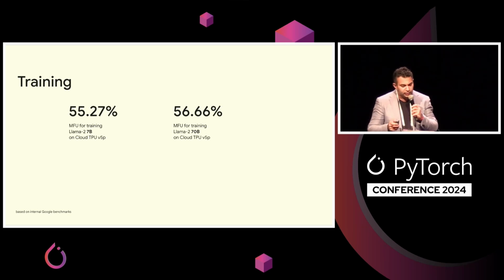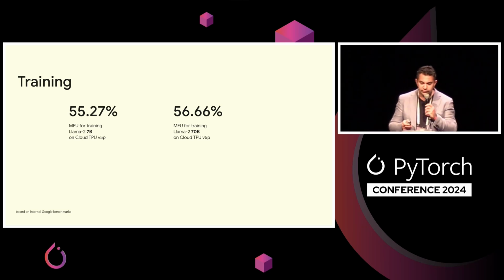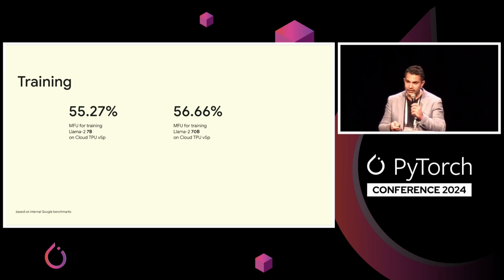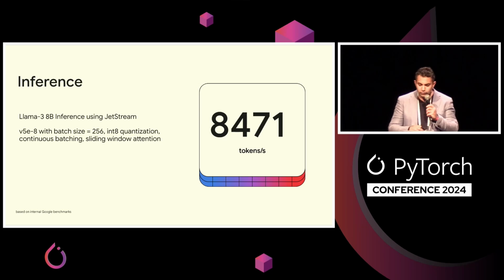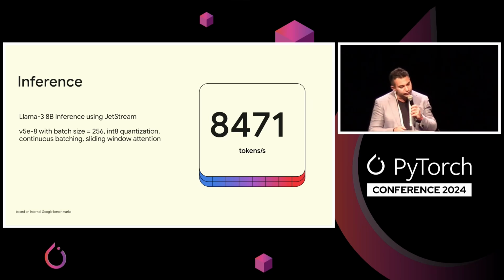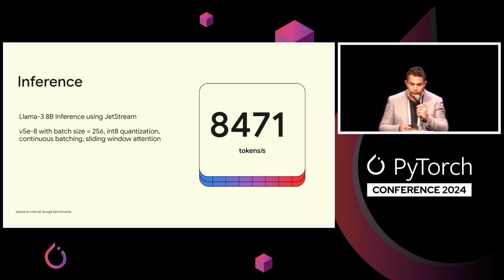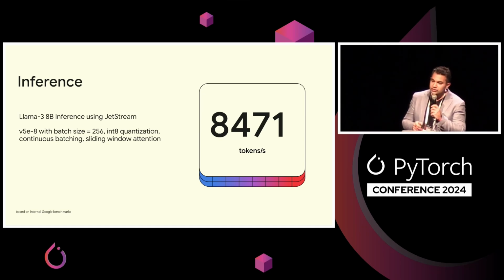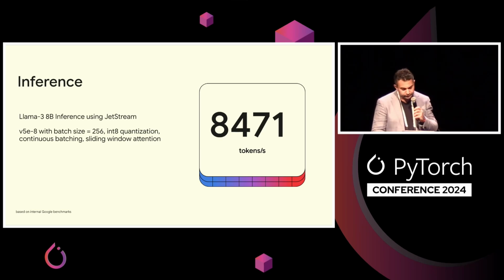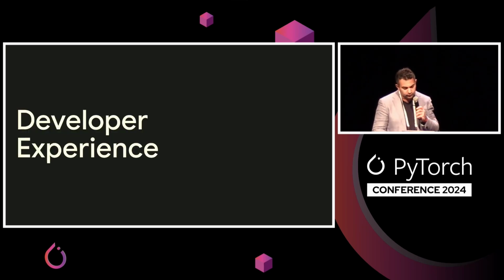Furthermore, with the integration of JAX and the use of custom kernels such as megablocks, you can ensure best performance for other types of models such as mixture of experts. Now, once your model is trained and for inference, you can use Jetstream for PyTorch, which is an efficient inference solution on cloud TPUs that can get you up to 8,471 tokens per second, serving a Llama 3 with 8 billion parameters on TPU v5e8.